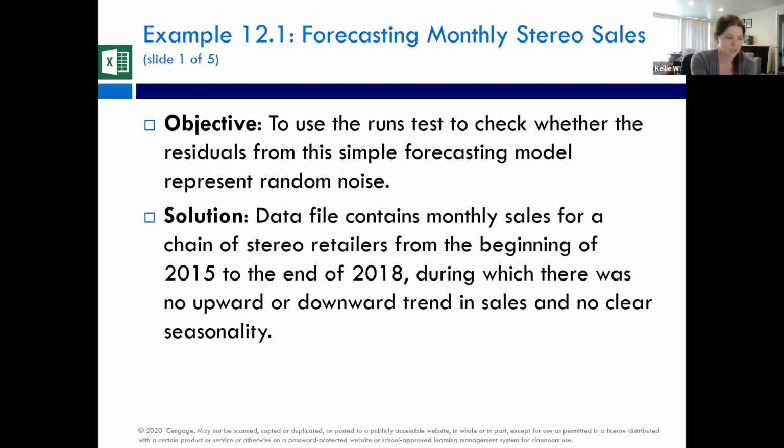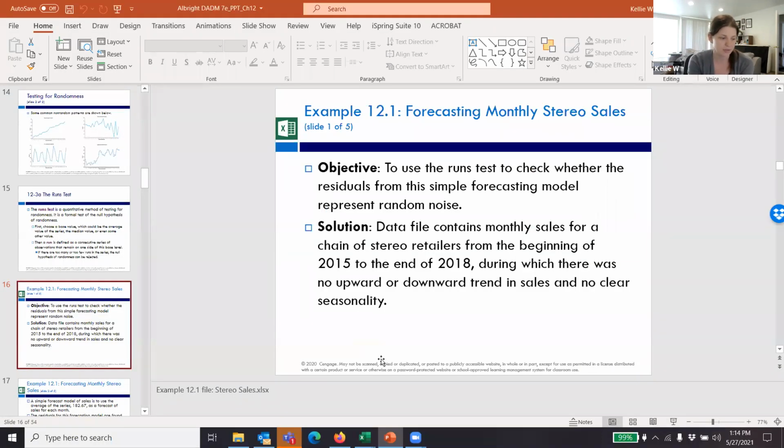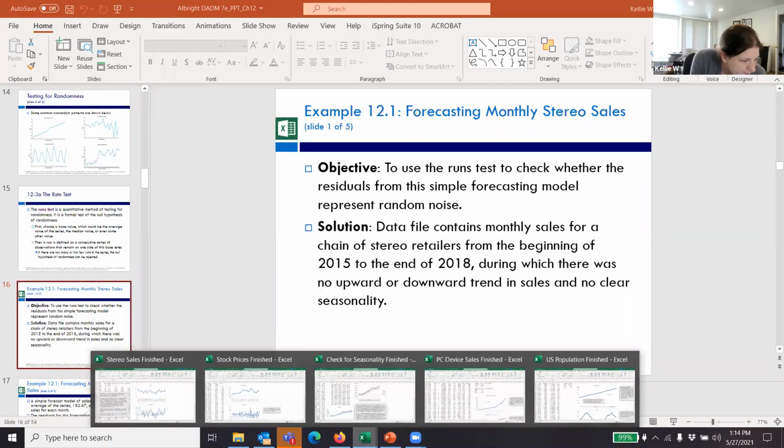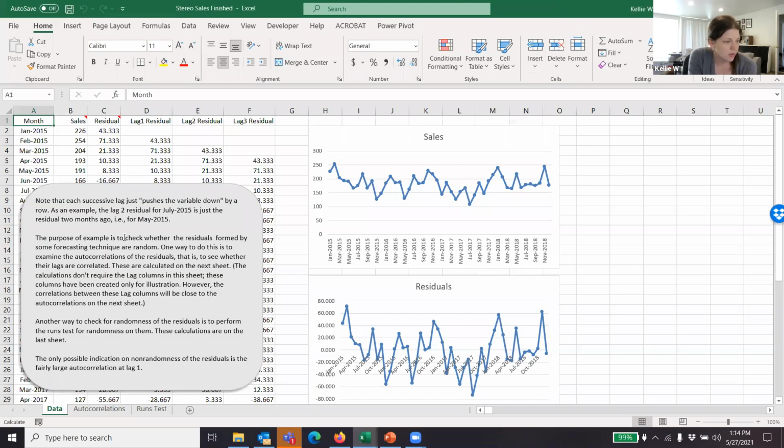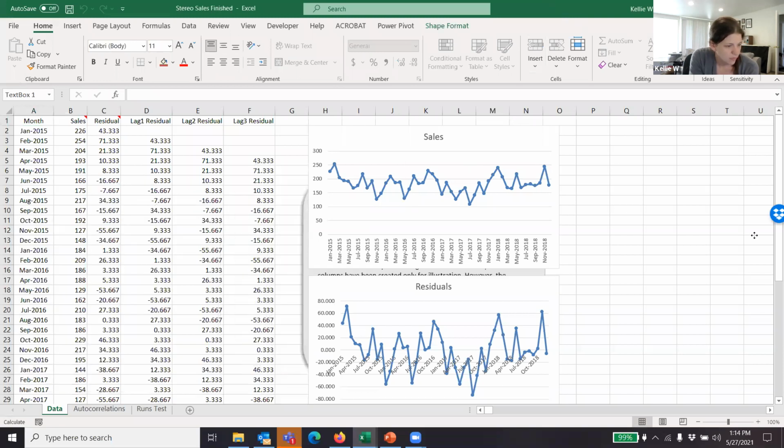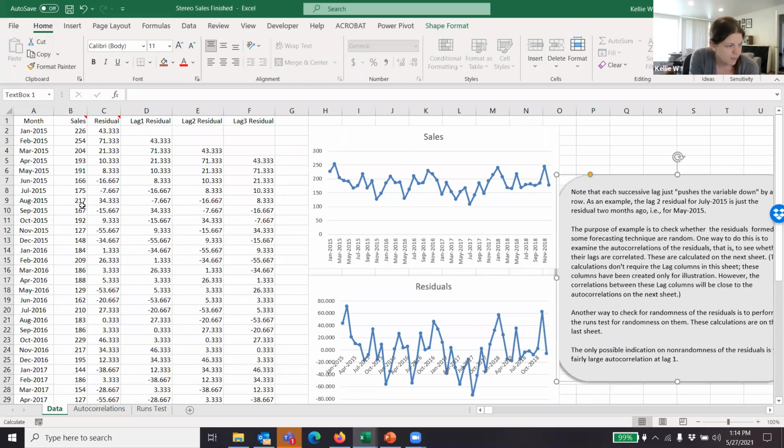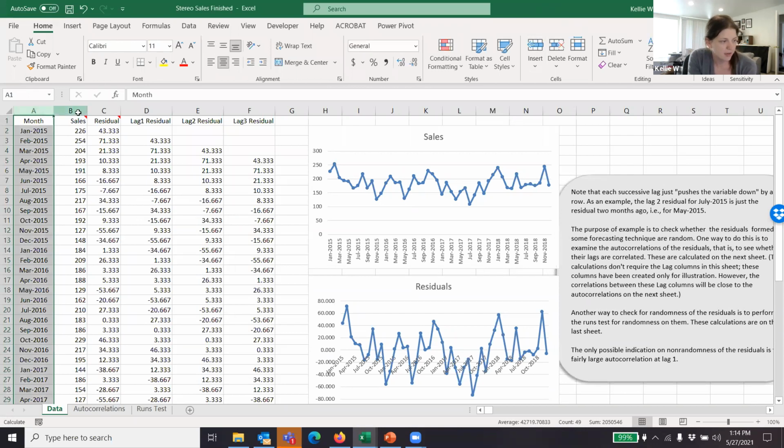So let's actually just take a look at what all that means. This one is using which file? Stereo sales. Here we go. Okay, so this is the data. We have this monthly data, we have the sales data.